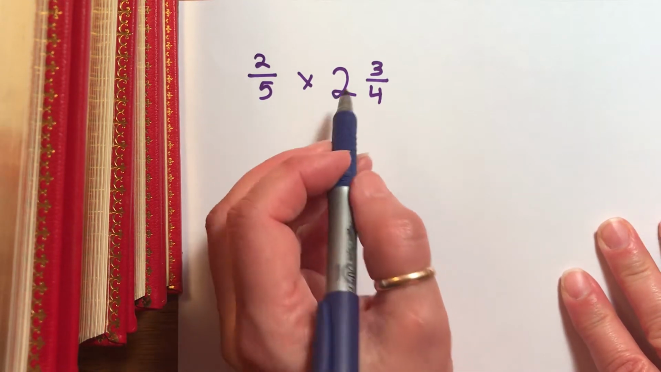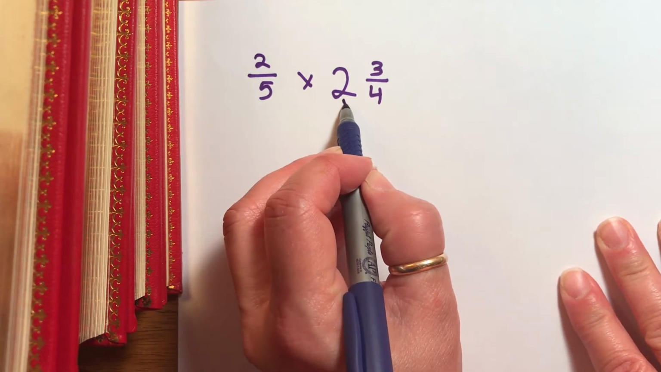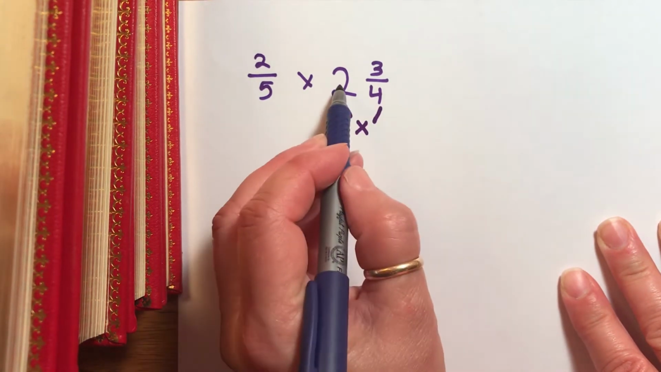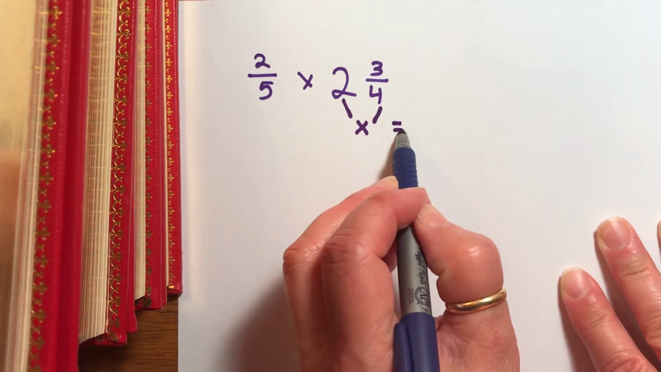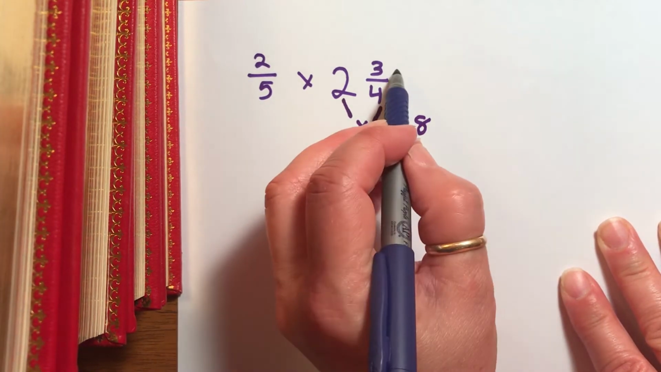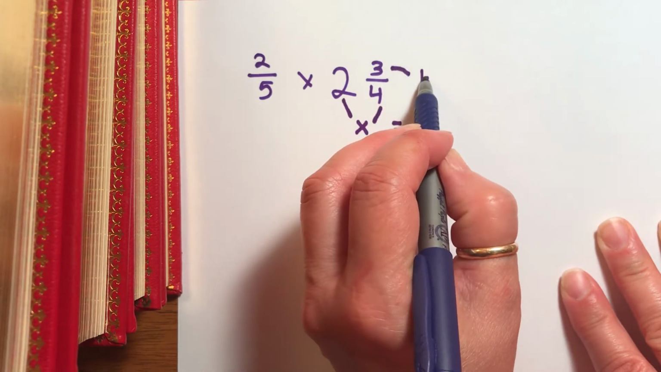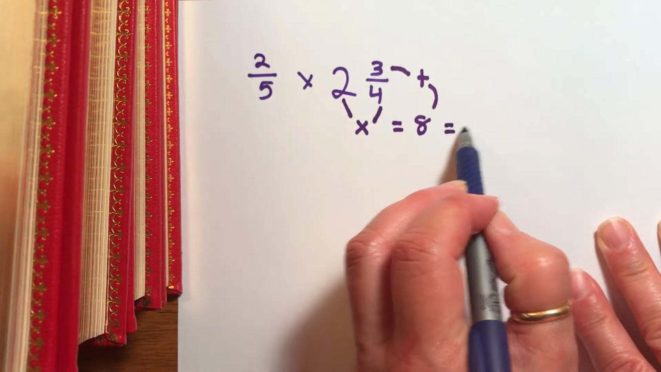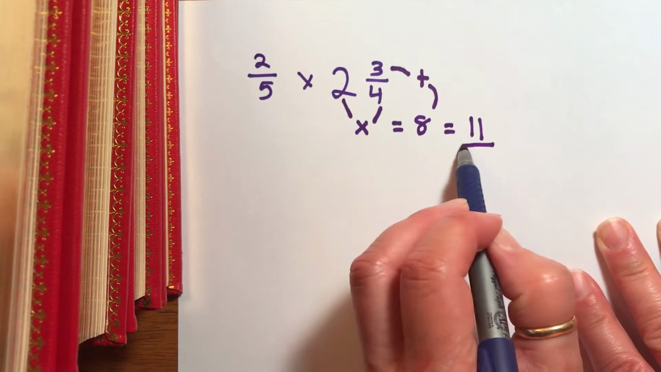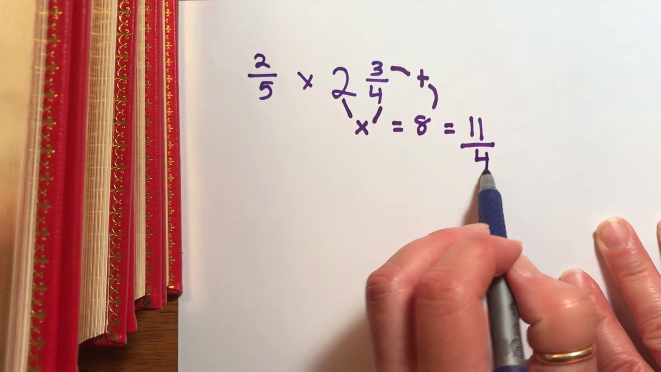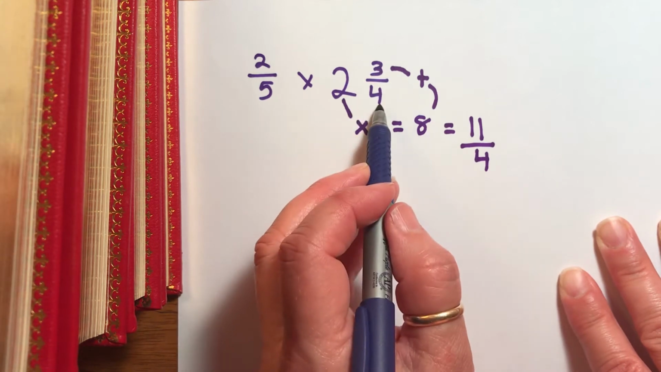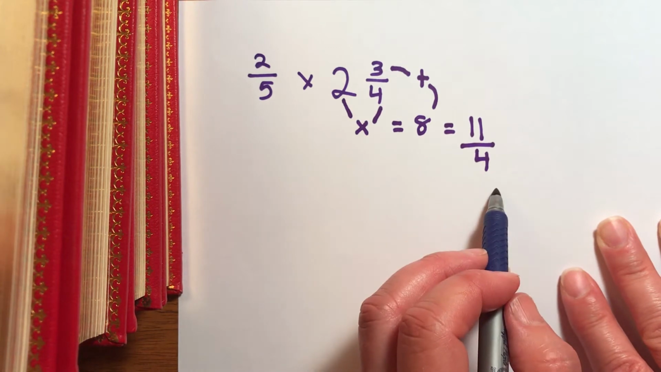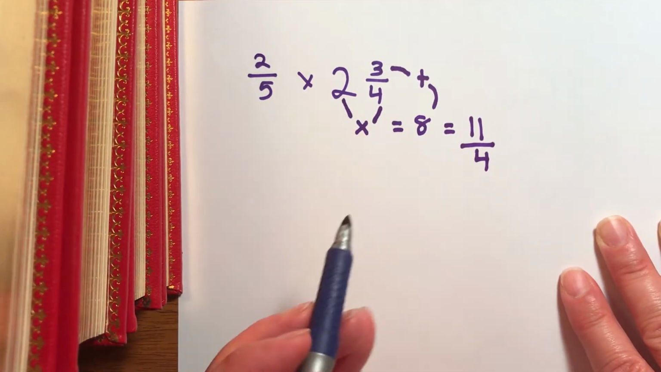So if you'll remember from Monday, you multiply the whole number and the denominator. So you're going to multiply those two numbers together. So 2 times 4 is going to equal 8. And then you would take your numerator and add it to that. 8 plus 3 equals 11. The denominator, 4, would stay the same. So 2 3/4 is equivalent, or equal, to 11/4. 11/4 is now going to take the place of 2 3/4 so that I can multiply.